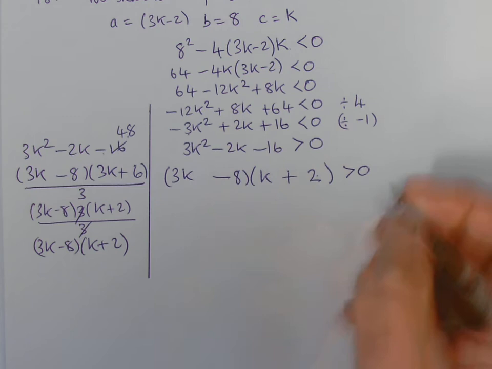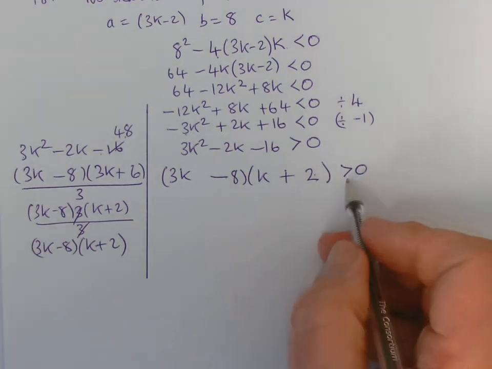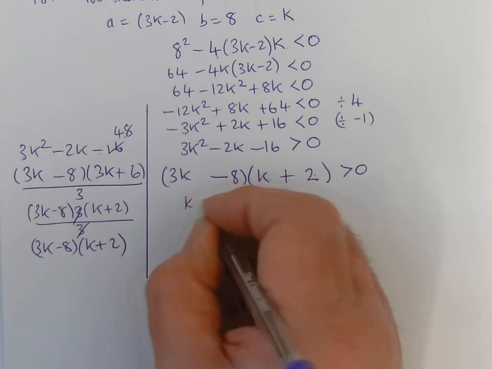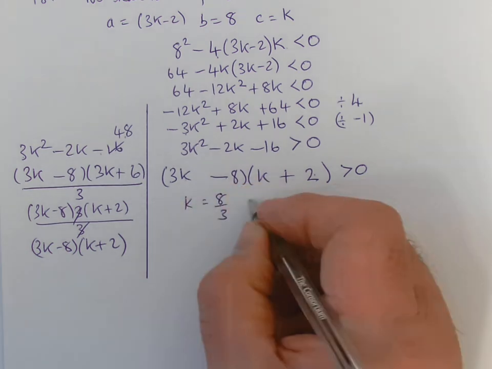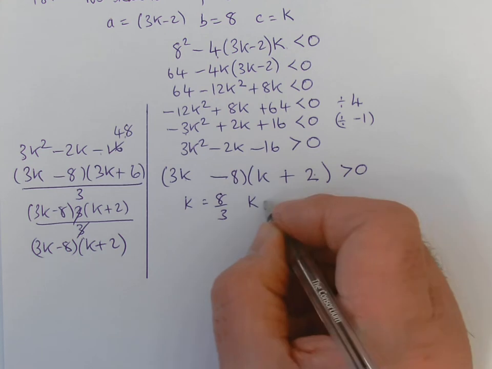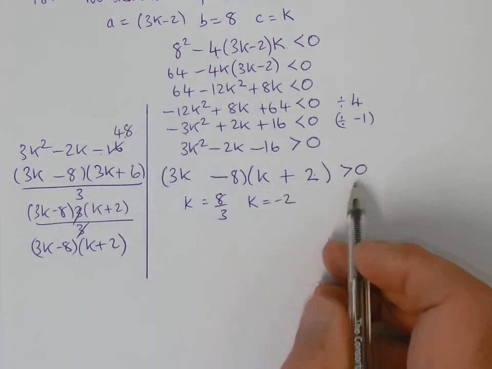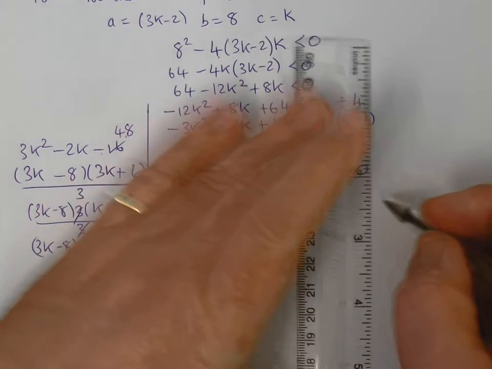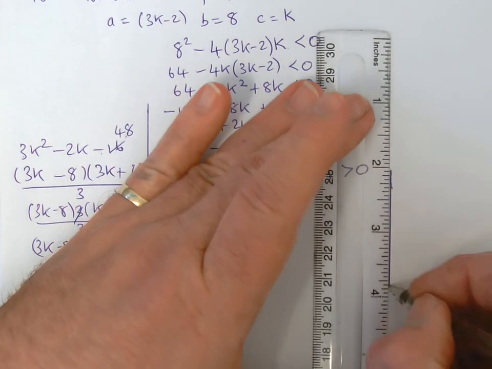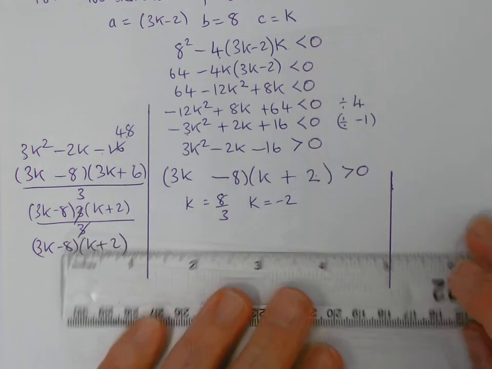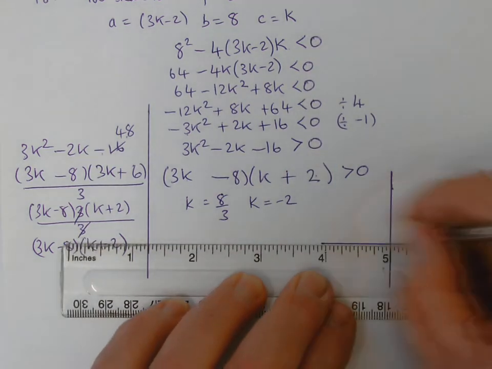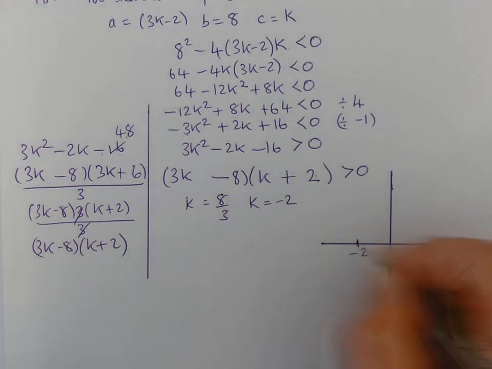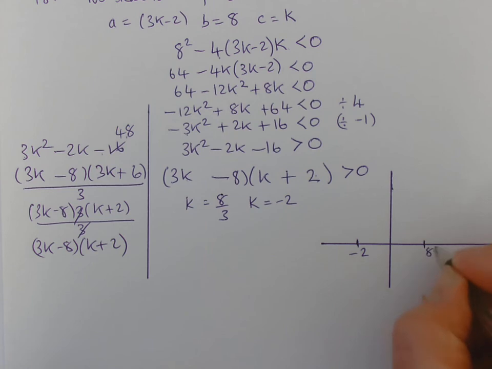So there's an alternative way of factorising. So the key numbers, because I'm going to sketch this now, are k being 8 over 3 and k equaling minus 2. Okay, they're not solutions of the inequality, they are the key numbers I need, so that when I sketch the graph I know where it crosses the axes. So I'm talking about minus 2 and 8 over 3.